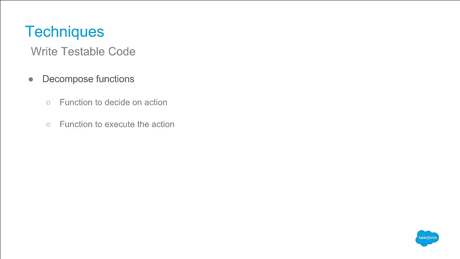Another technique for writing testable code is to decompose functions. Often you'll see a function which gets passed some parameters, decides on some action to take, and then takes that action. When you're writing testable code, you really want to decompose that into a function to decide on an action, and then another function to execute the action. Now, I realize this might sound like overkill.